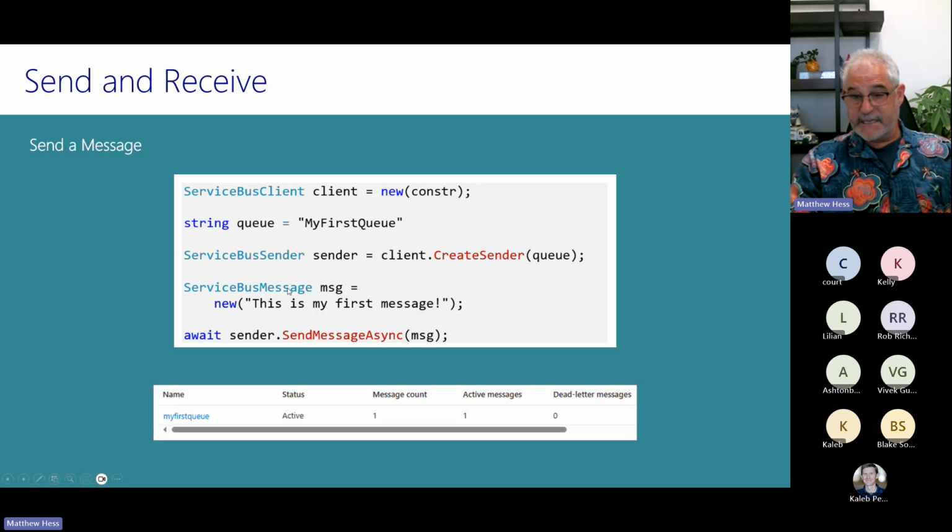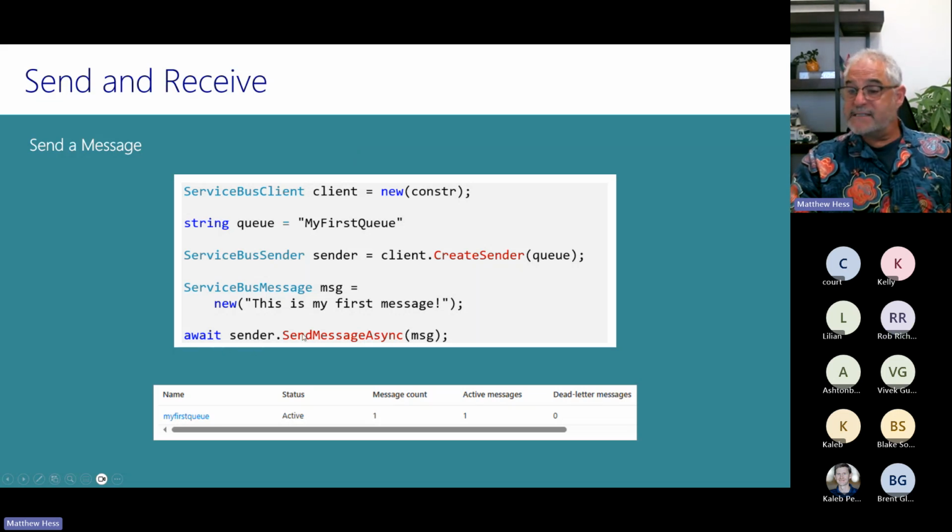Then we create a message, which has a constructor that takes a string. So here's my first message. And then we call SendMessageAsync, which is an awaitable, right? So we await it. All of this would be running inside an async method.